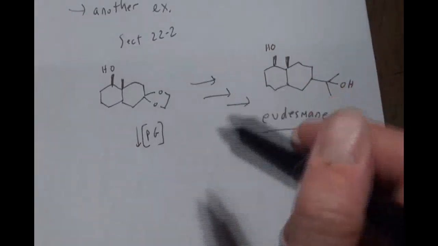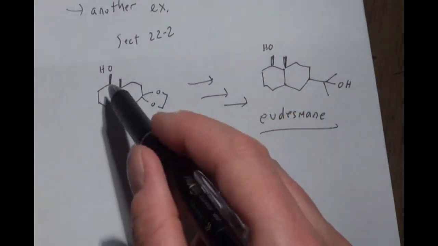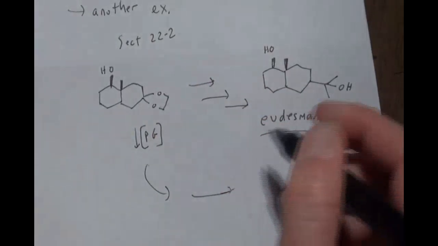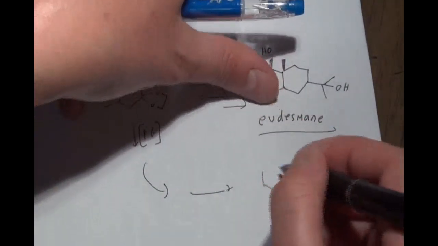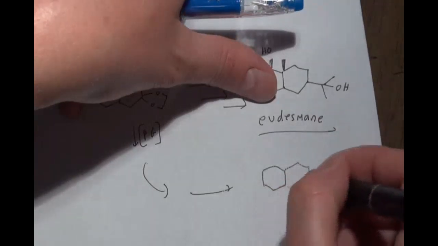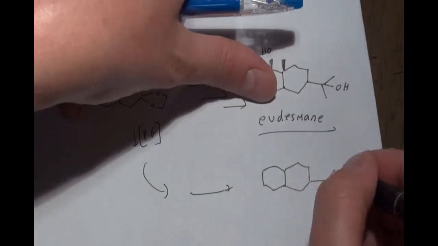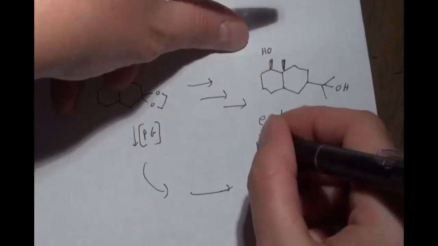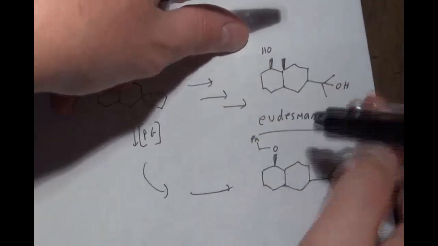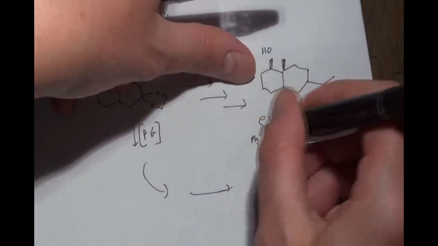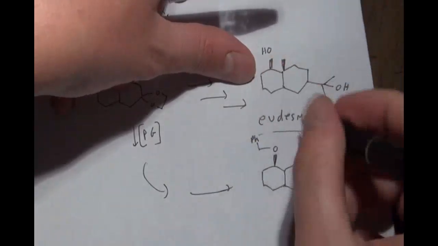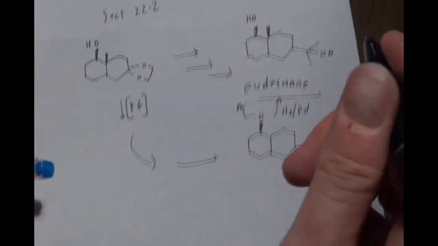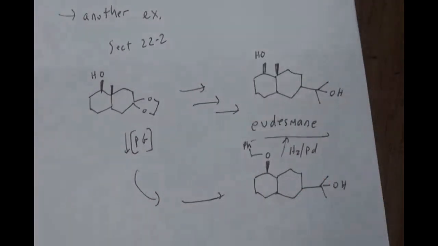But yeah, essentially it's protection of the secondary alcohol. They do a bunch of stuff, and eventually take off the protecting group, get the end product, and it's done. H2, palladium. So that one is just an example in the book.